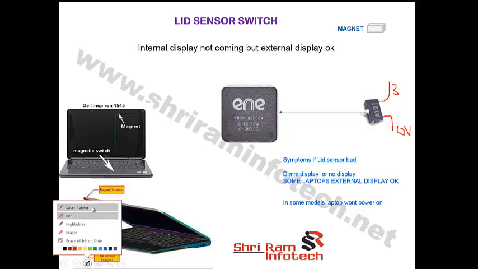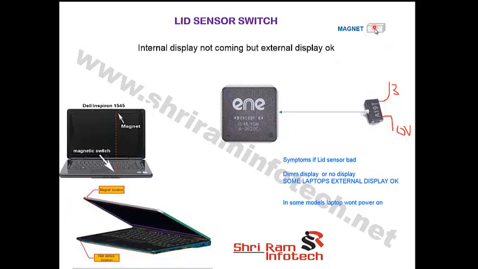Now when you take this magnet near the sensor, it will generate voltage. When you keep the magnet away, then it should toggle between 3 volt and 0 volt from this pin. If it is toggling like this, that means this sensor is working. If it is not toggling, there is a problem in the sensor. At that time you have to replace or remove this sensor.